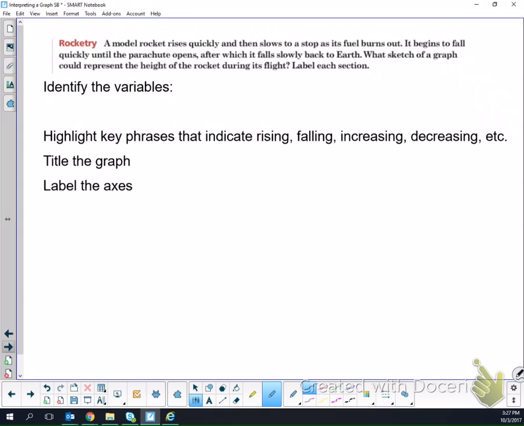So we're just going over how to draw a general sketch of a graph. Now, first we need to identify the variables. Variables are going to be something that are changing in the story. The first and most obvious one is going to be the height of this rocket that is going up and down. Now, what is it going up and down over? Well, over time. All right, these are going to be my two variables.